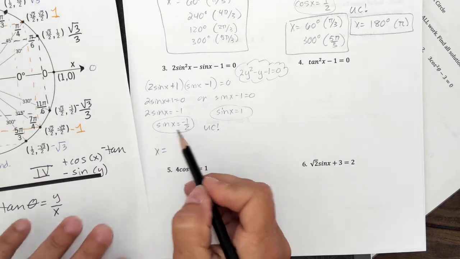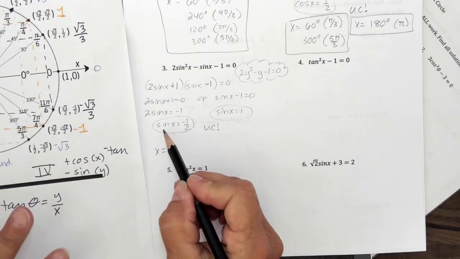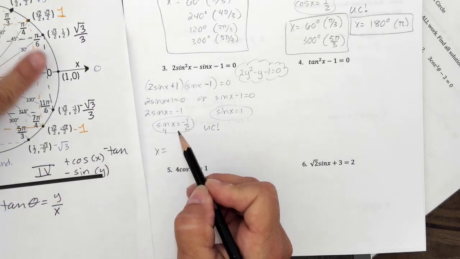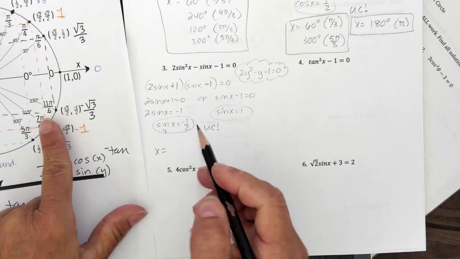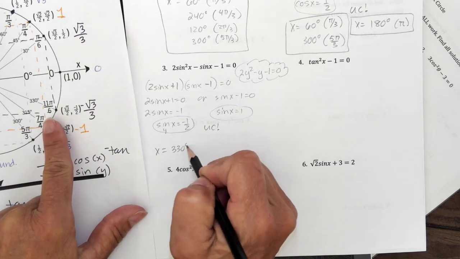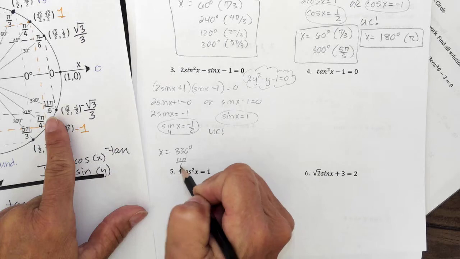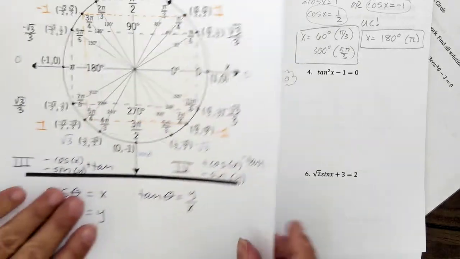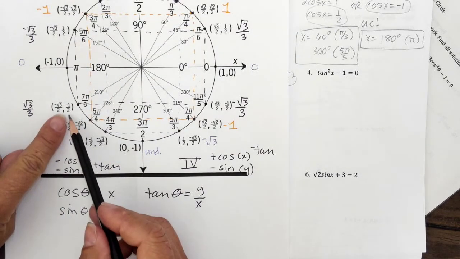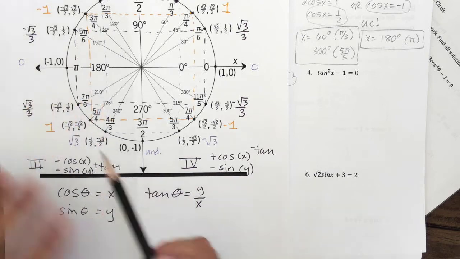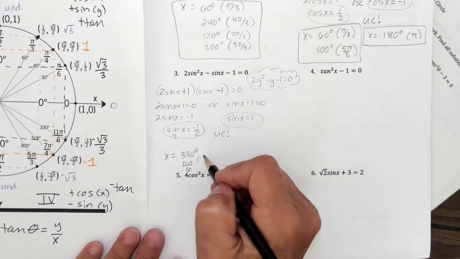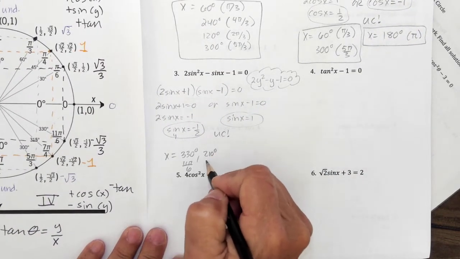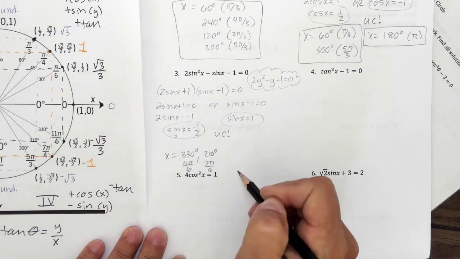Where is the sine value -1/2? So again, that's my y coordinate. So my y coordinate is -1/2 right here at 330, which is 11 pi 6. I'm also going to have a -1/2 sine or y coordinate here at 210. So 210 degrees or 7 pi over 6 works.